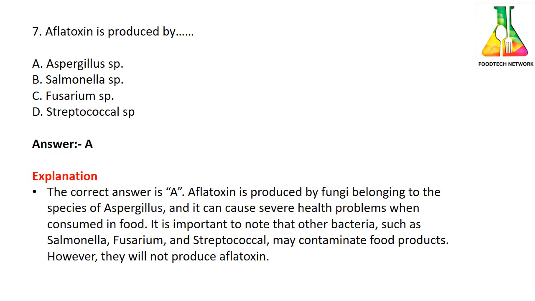Aflatoxin is produced by fungi belonging to the genus Aspergillus, and it can cause severe health problems when consumed through food. It is also important to note that other organisms such as Salmonella, Fusarium as well as Streptococcal species may contaminate the food product. However, they will not produce any kind of aflatoxins.